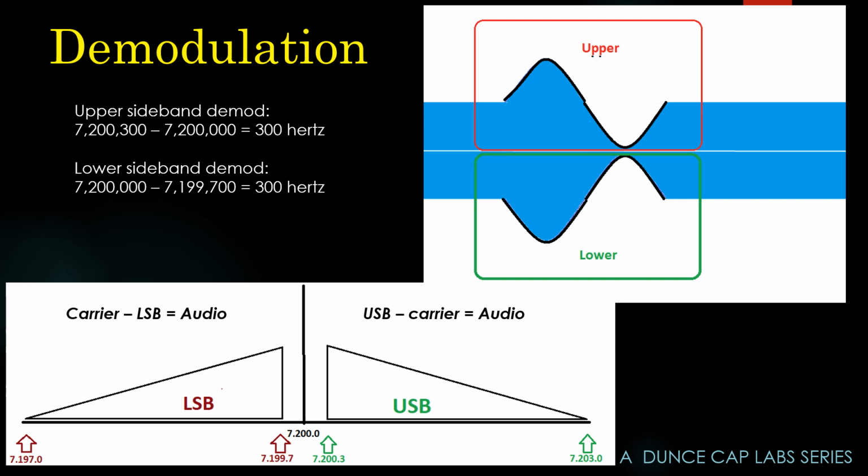So if you have a signal at 7.2003, you beat it against the 7.2 carrier. The difference is 300 cycles. You pass that to the speaker. So it's kind of hard to describe what the receiver is doing, but just remember that the receiver's job is to extract the modulation from the carrier.